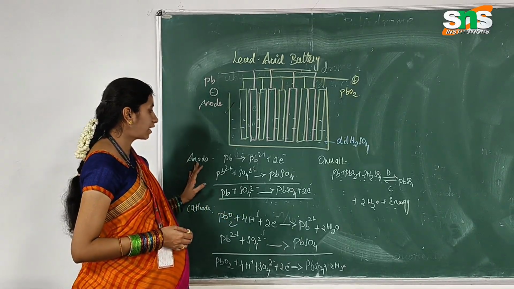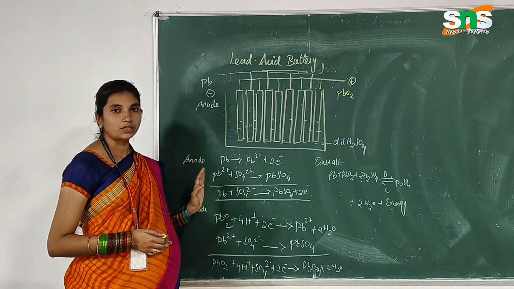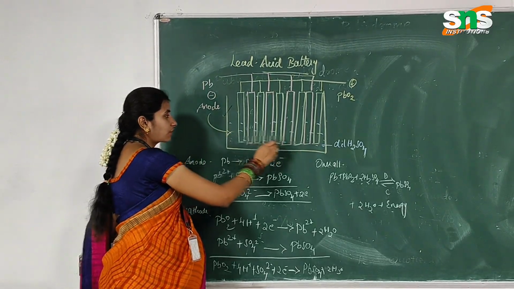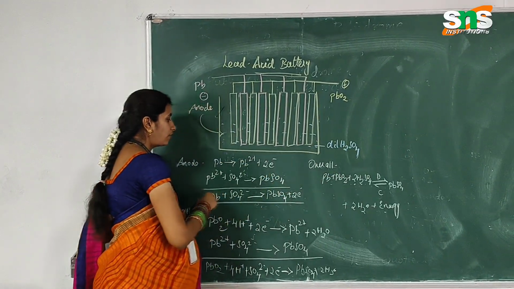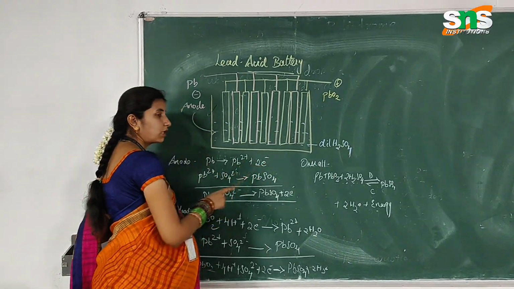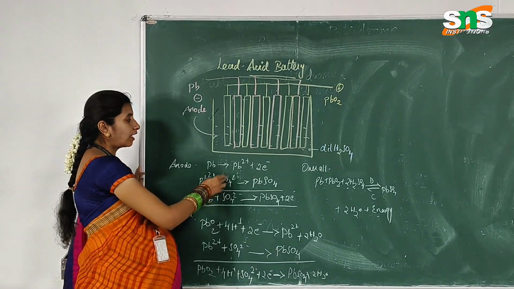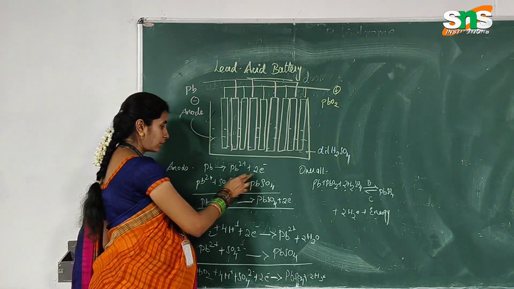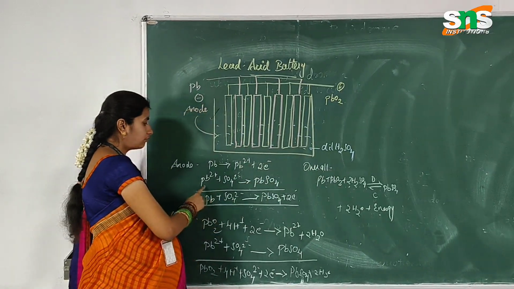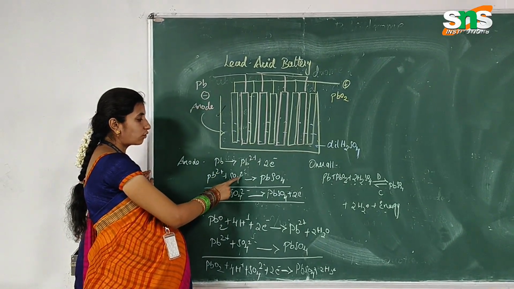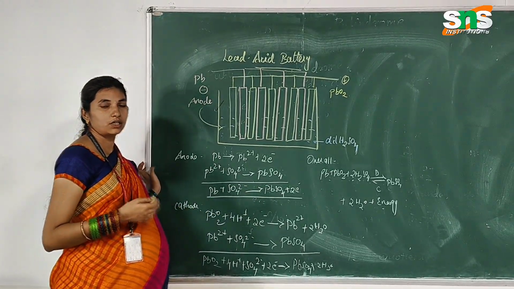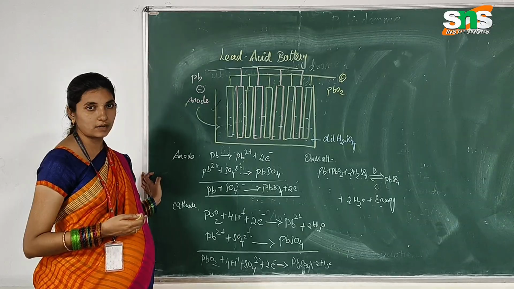Now the anode reaction is carried out with the lead plates. Lead reacts with sulfate from H2SO4. Lead gives Pb2+ plus 2e-, with the loss of electrons. Then the lead ions combine with sulfate, Pb2+ plus SO4 2-, which gives lead sulfate. This is the reaction of how lead reacts with sulfate, converting into lead sulfate.